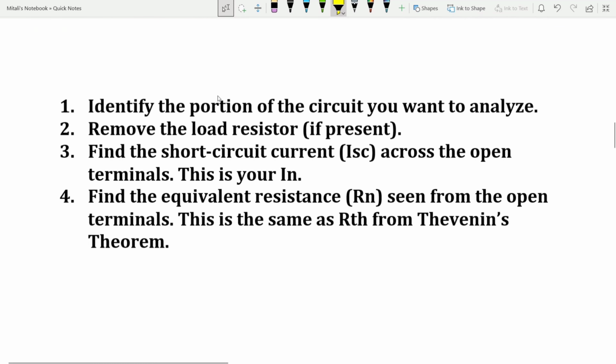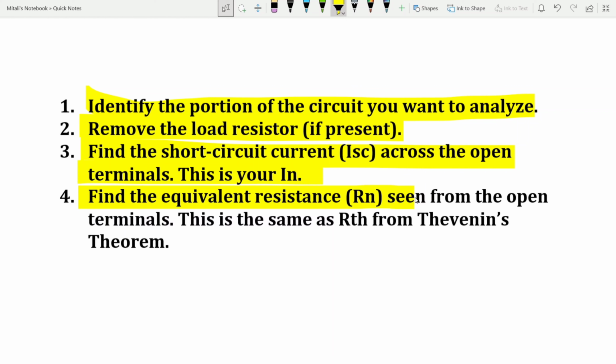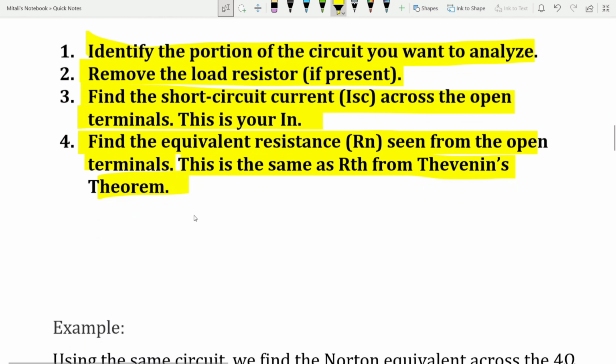So here's how you apply Norton's theorem. Identify the portion of the circuit you want to analyze. Remove the load resistor if present. Find the short circuit current ISC across the open terminals. This is your IN. Find the equivalent resistance RN seen from the open terminals. This is the same as RTH from Thevenin's theorem.